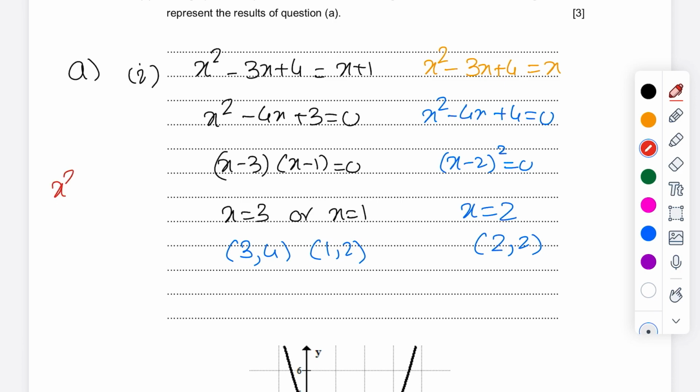So x squared minus 3x plus 4 equals x minus 1. So it becomes x squared minus 4x plus 5 equals 0. When you check that, there are no real solutions for this because b squared minus 4ac is a negative number. So no points of intersection.